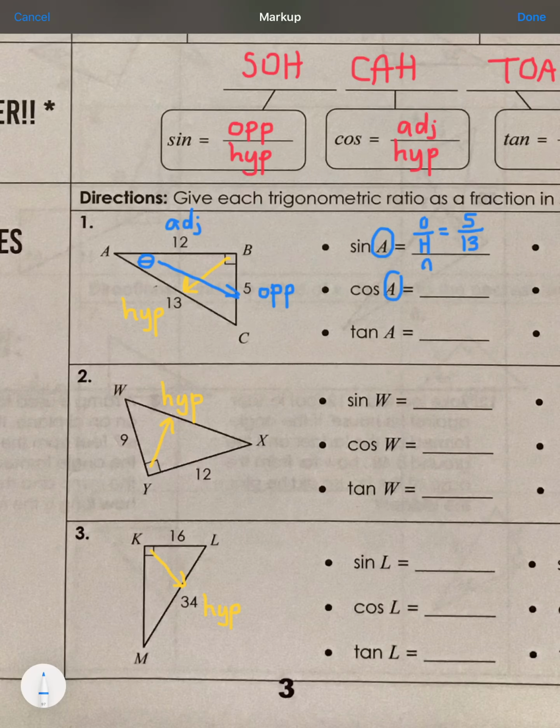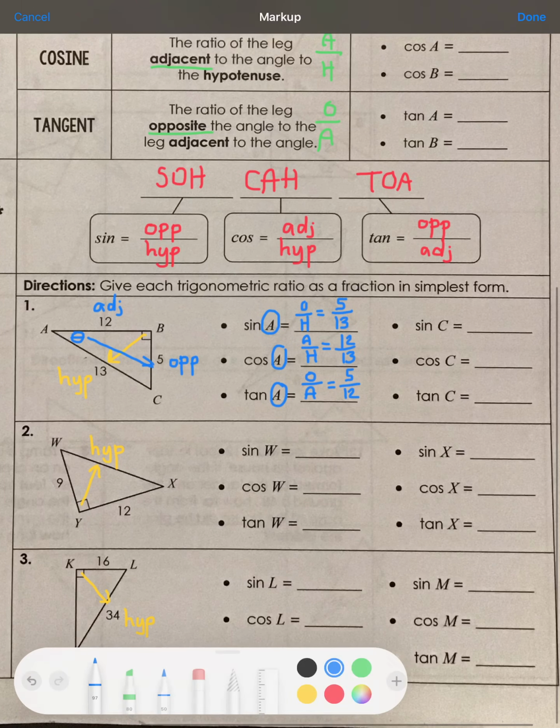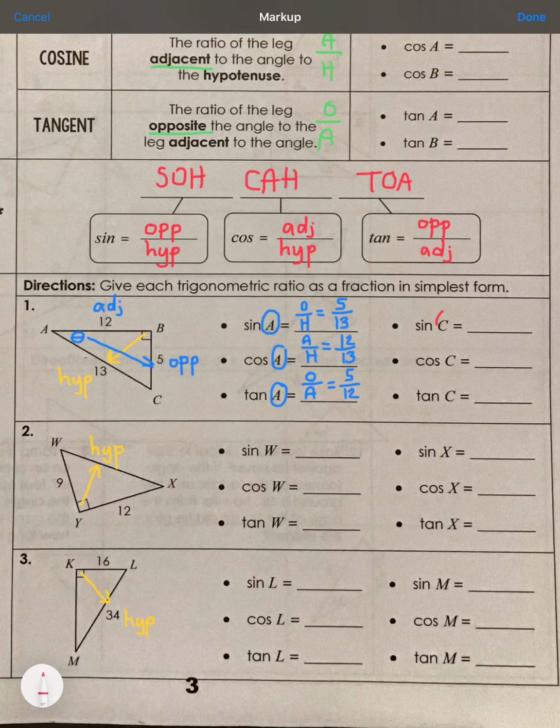So the sine of A is O over H, so that means it is going to be 5 over 13. The cosine of angle A is the A over H, so that's the adjacent over the hypotenuse. That would be 12 over 13. And the tangent of A is the opposite over the adjacent. It's going to be 5 over 12.